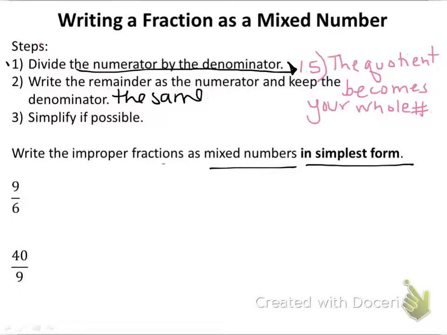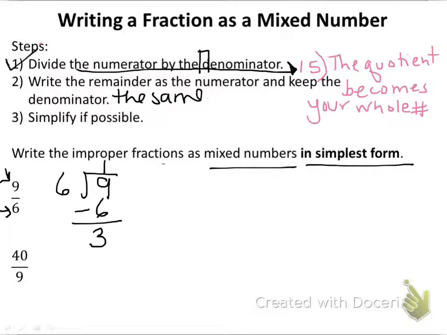So step 1, divide the numerator by the denominator. Remember, numerator is on the top. Denominator starts with a D, so it's the one on the bottom. And we're going to divide 9 divided by 6. How many times can 6 go into 9? 6 goes in 9 once. 1 times 6 is 6. Subtraction, we get a 3. Stop there. We're going to leave it with a remainder.